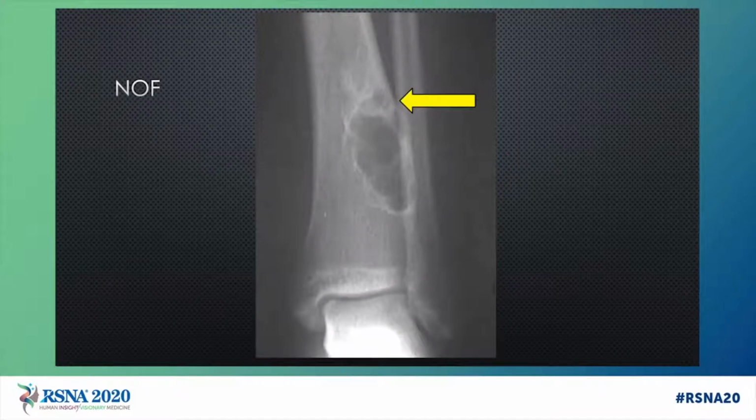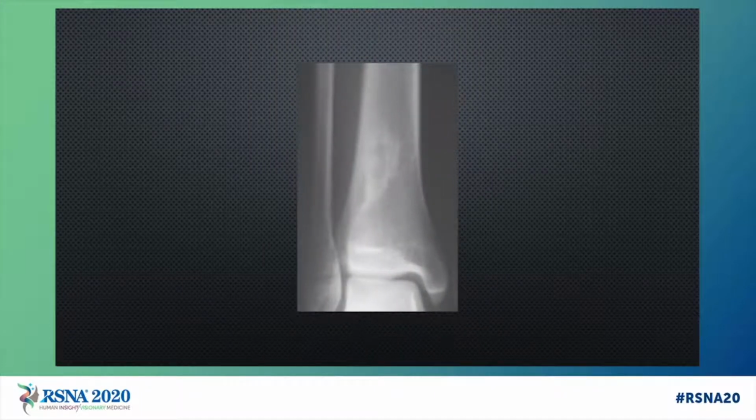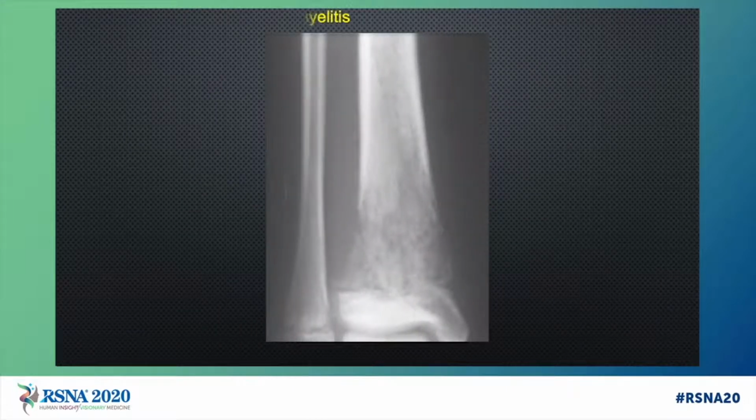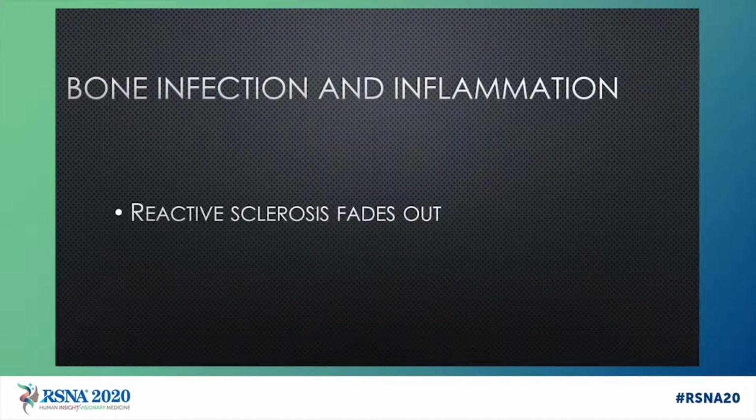Another type of margin that we sometimes see is an involuting margin, such as in NOF. Here we have an example of this with sclerosis, and some sclerosis fading in at the proximal aspect of the lesion. Eventually, the lesion involutes and becomes mineralized, such as in this case. Osteomyelitis can look more aggressive than a focal lesion, and can be moth-eaten, such as in this case. So, for bone infection and inflammation, look for reactive sclerosis that fades out.